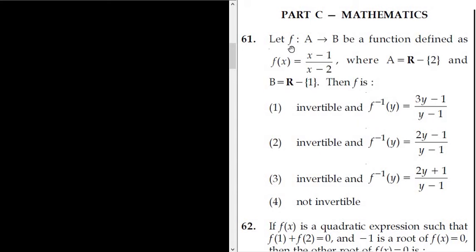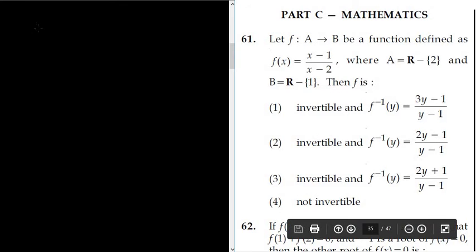Problem 61. Let f be a function from A to B defined by f of x equals x minus 1 over x minus 2. Here we're given the domain. It's the set of real numbers except 2, and the codomain is the set of real numbers except 1. Then f is, and we have a couple choices. So it looks like we have to find the inverse of this function.